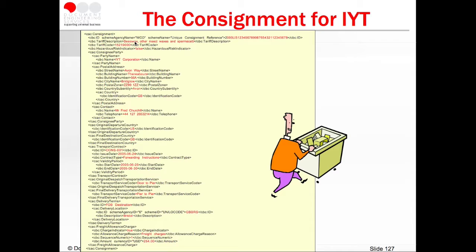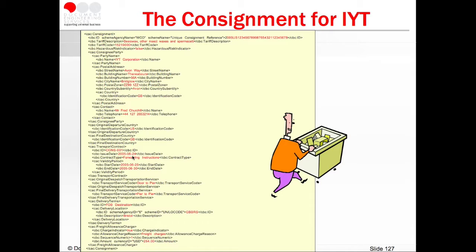There's a description of the goods for tariff, customs purposes, Beeswax, and its tariff code 1521900. It's marked as not being hazardous. We now have information about the consignee party. Here's IYT Corporation, we've seen before, and the person to contact. Its original departure country is the US. Its final destination is Great Britain.